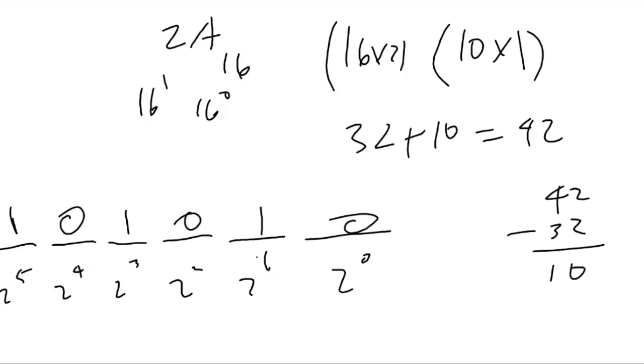This should be right. Let's double check. 32, 16, 8, 4, 2, 1. We're going to have 32 plus 8, that's 40, plus 2, that's 42. Yep, that should do it. So that is converting between hex and binary and vice versa.